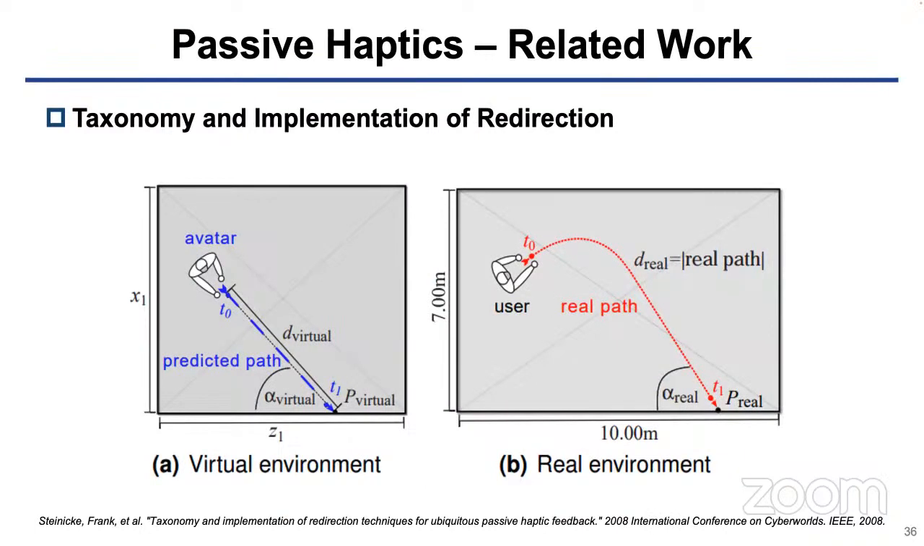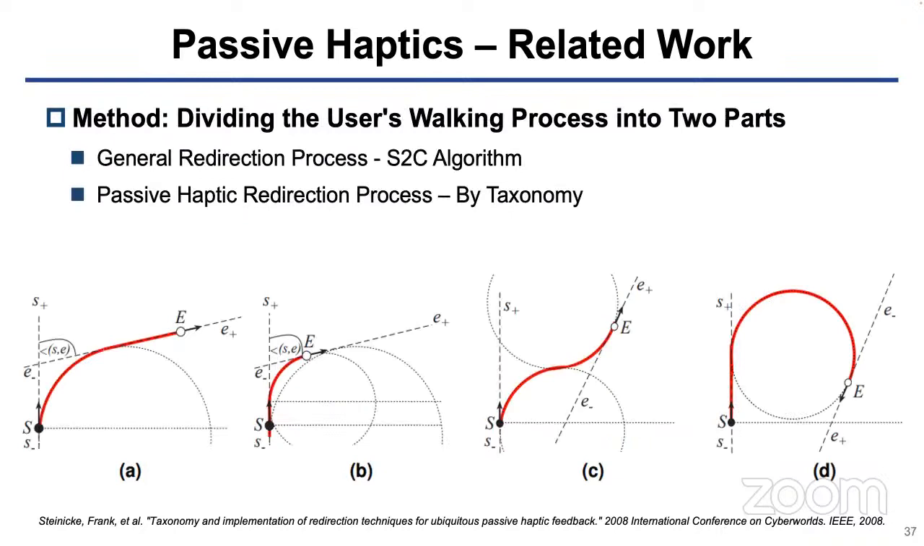Professor Frank Steinicke in 2008 investigated the taxonomy and implementation of redirection with passive haptics. The method is to divide the user's walking process into two parts. The first part is more general, using general redirection processes such as steering to center, to let the user walk in the center of the room as much as possible. And the second stage is to perform the passive haptic redirection. This is conducted by the taxonomy.